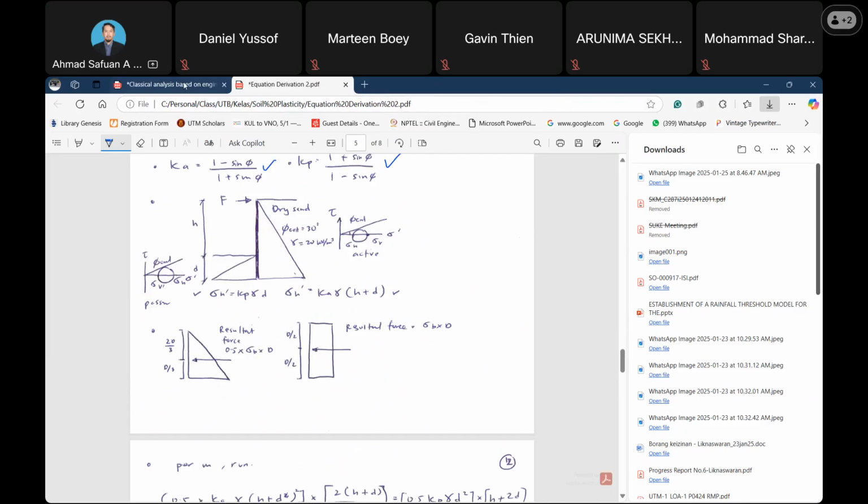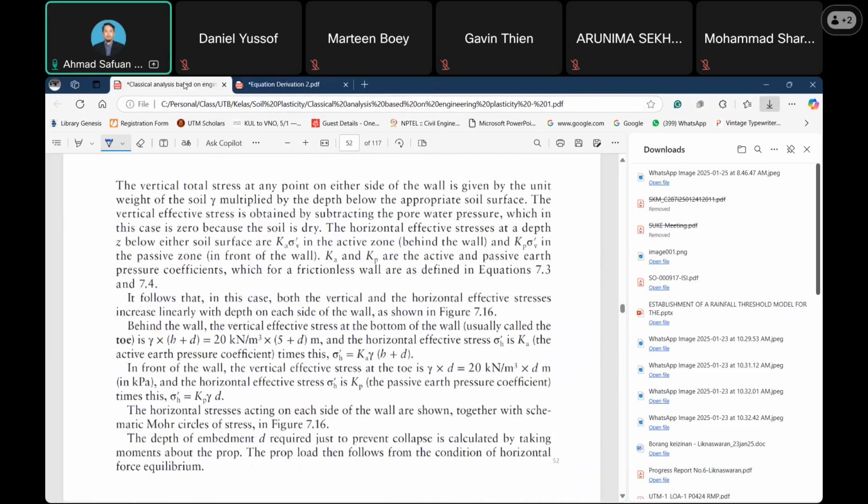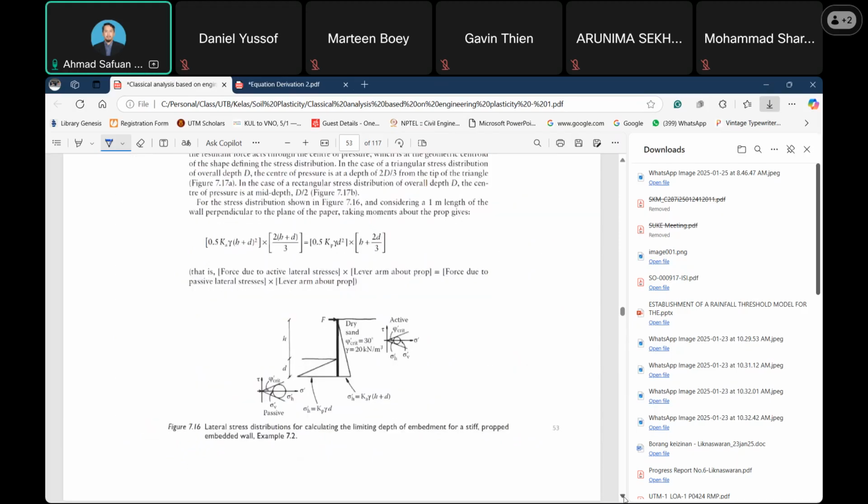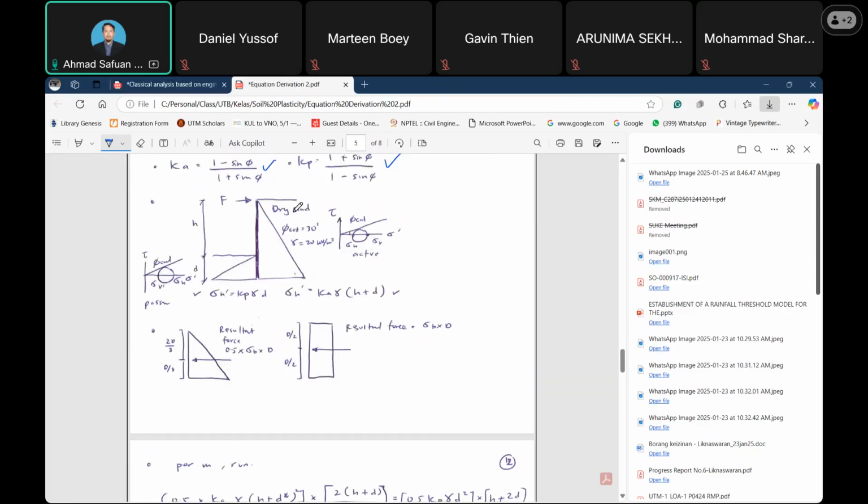So then it follows that in this case both the vertical and horizontal effective stress increase linearly with depth of the wall shown in your slide. Okay, so this is 7.16, and I also include it in this solution.